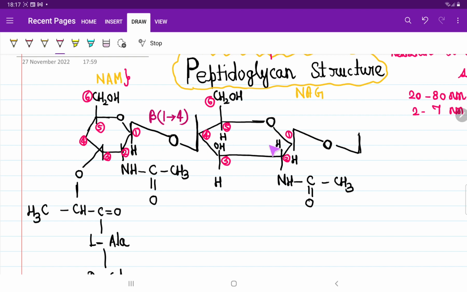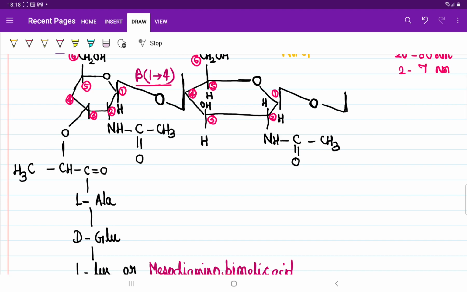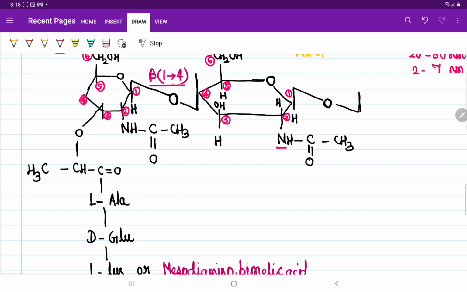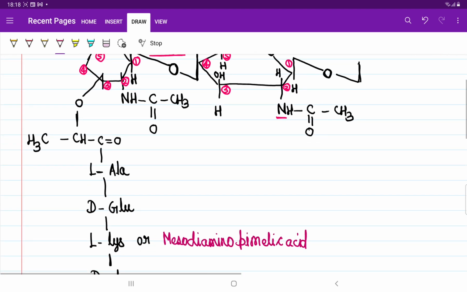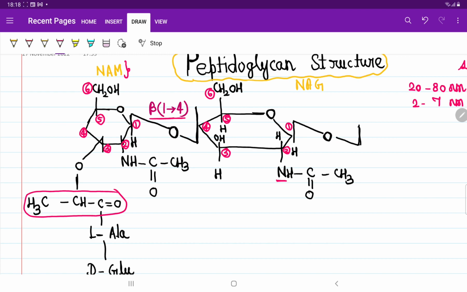Which kind of bond is present between these two derived glucoses? A beta 1,4 glycosidic bond is present, from the first carbon to the fourth carbon. Now at the second carbon, an amino group is present, and then an acetyl group is present. That's why we call it N-acetyl; N indicates this nitrogen. N-acetyl glucosamine. When one lactic acid group is added to this N-acetyl glucosamine, it is called N-acetyl muramic acid. So what is the difference between N-acetyl glucosamine and N-acetyl muramic acid? N-acetyl muramic acid is N-acetyl glucosamine with one lactic acid group.